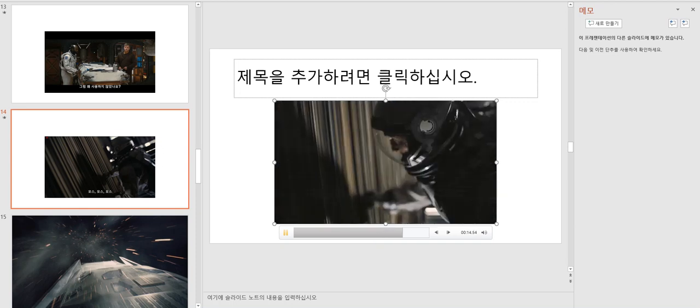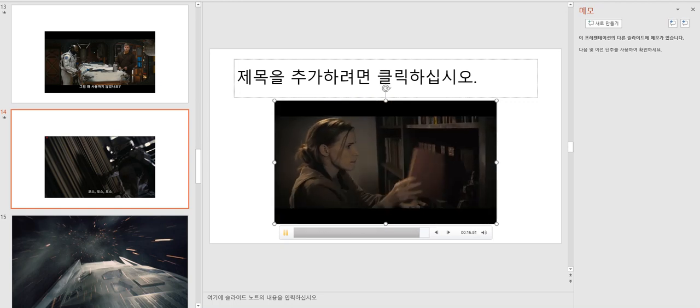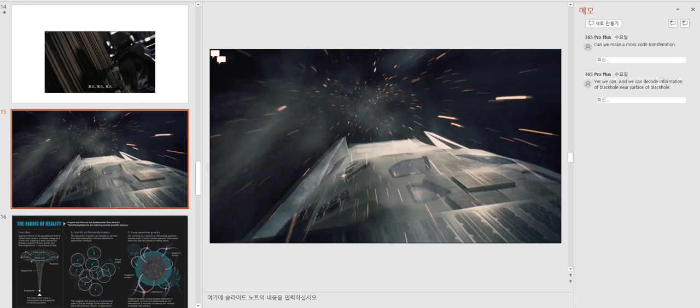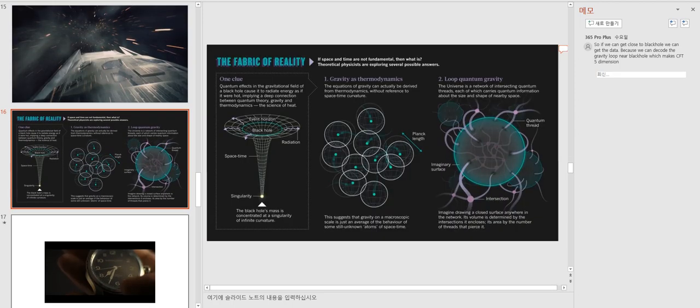Hey, Dash. Well, can you make a Morse code transformation? Yes, we can, and we can decode information of the black hole near the surface of the black hole. So, if we can get close to the black hole, we can get the data because we can decode the gravity loop near the black hole, which makes a shift in the fifth dimension.